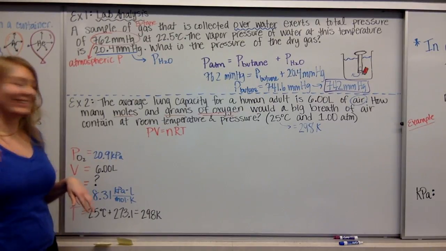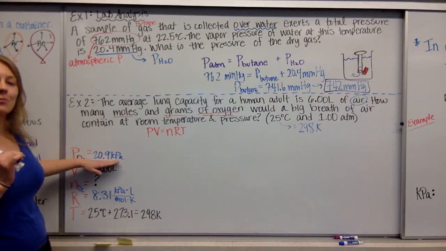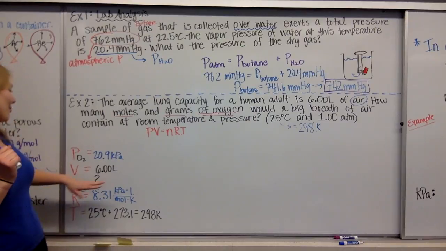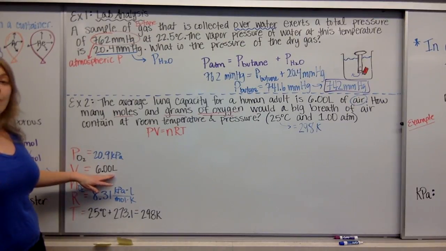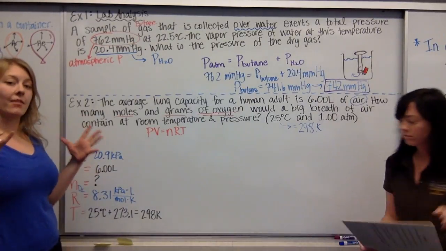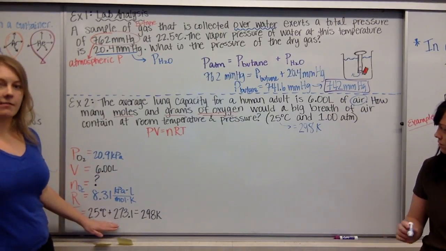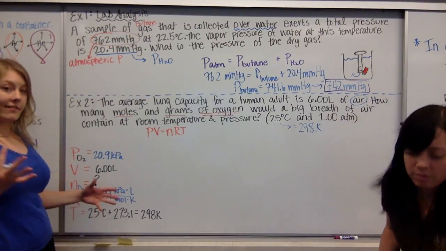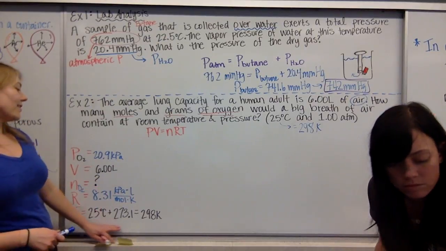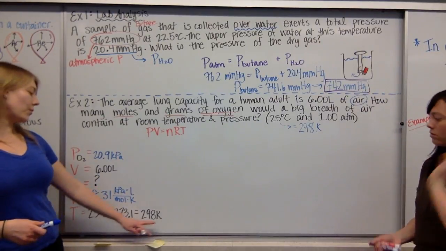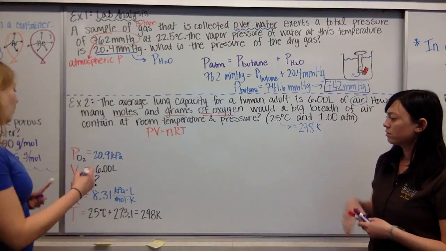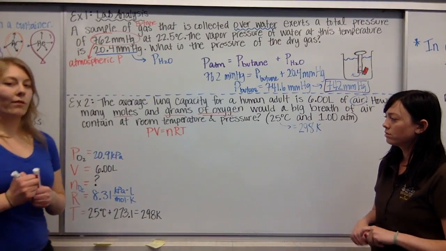So we know the partial pressure of oxygen. We know the volume. Now this is the same volume for all gases because all the gases in air will take up the same volume. The temperature is the same because all the gases in air are at the same temperature, right? So I've turned this into Kelvin, added 273.1, so I have 298 Kelvin. And what I'm looking for is the moles of oxygen.